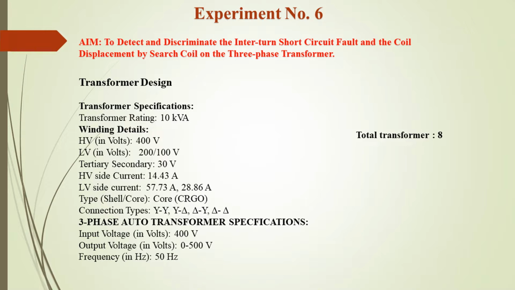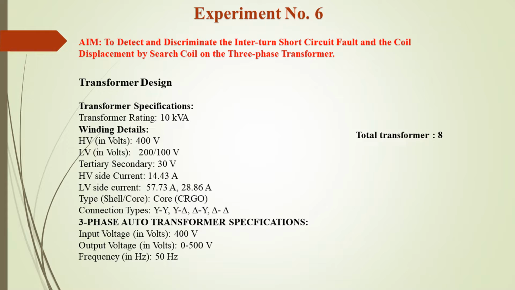Its HV side voltage rating is 400 volts, LV side voltage rating is 200 or 100 volts, tertiary rating is 30 volts. HV side current is 14.43 amperes, LV side current is 57.73 amperes oblique 28.86 amperes. This transformer can be connected in star-star, star-delta, delta-star, delta-delta. Refer to connection types and HV and LV side voltages. This transformer can be used in 8 ways.